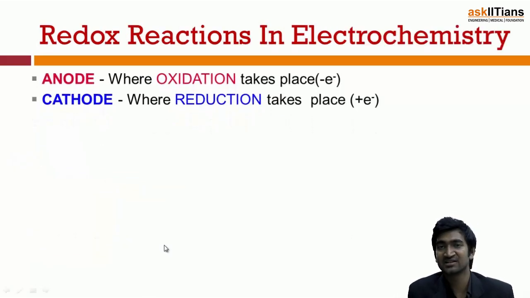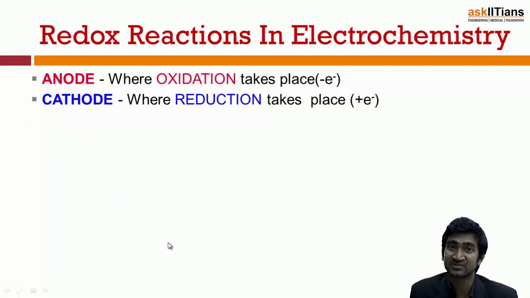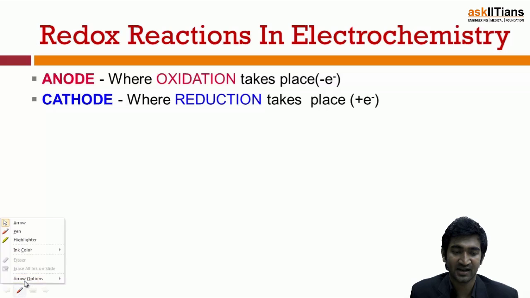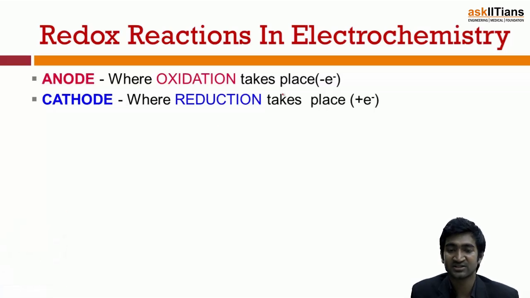Now, the redox reaction in electrochemistry, why I'm saying it is the application, is because of oxidation and reduction taking place. Oxidation is where loss of electrons is taking place, which is the anode, and reduction is where gain of electrons takes place, that is the cathode. You can remember this by the word LOAN also: Left, Oxidation, Anode, Negative.